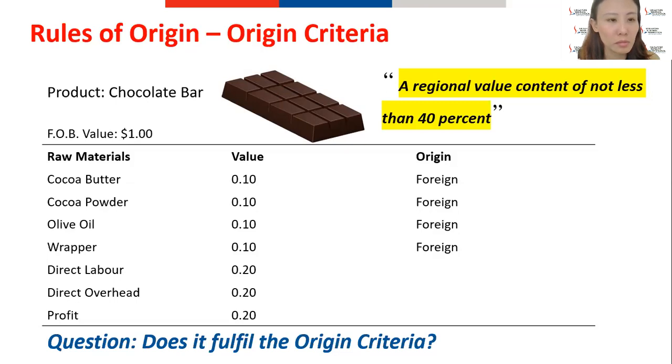So using the build-up method, we will only take into account direct labor, overheads, and profits because all the raw materials are foreign, which means they are non-originating. With this, the original value content of manufacturing this chocolate bar is 60%, therefore fulfilling the origin criteria. You will derive the same results with the build-down method too.